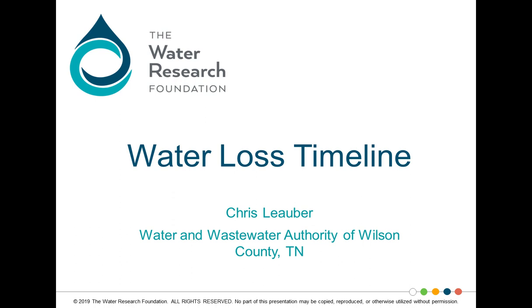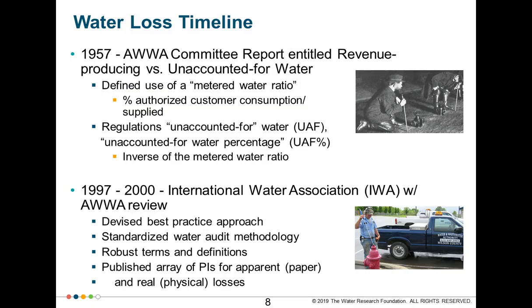Now I'd like to take you through a timeline focused on documents and research I used as a utility manager to embrace the AWWA water audit methodology, which is the foundation of this research project. So back in 1957, AWWA came out with a committee report entitled Revenue Producing versus Unaccounted for Water. And it defined the metered water ratio, which was the amount of authorized consumption divided by water supplied, and it was expressed in a percentage format.